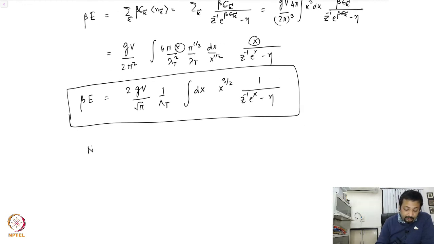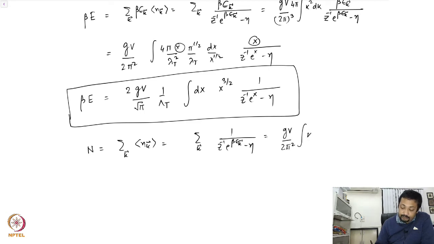And n is going to be the sum over k of n_k, which is the sum over k of 1 over z inverse e to the power beta epsilon_k minus eta. And therefore this is going to be gV over 2 pi squared, the integral of k squared dk, 1 over z inverse e to the power beta epsilon_k minus eta.